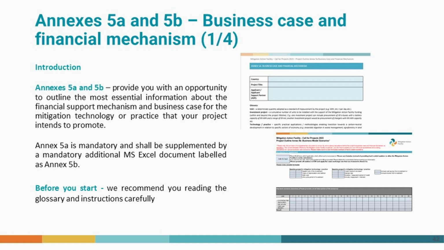Annexes 5A and 5B, Business Case and Financial Mechanism. Annexes 5A and 5B are highly important annexes where it is possible to provide detailed information about the financial mechanisms and business case for the mitigation technology or practice that your project intends to promote. As part of these annexes, both qualitative and quantitative descriptions of the financial mechanisms are to be provided. Before you start filling out the annexes, we recommend you to carefully read the instructions and glossary at the beginning of Annex 5.